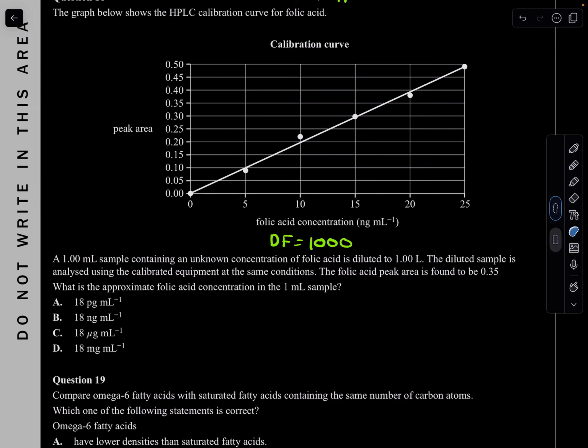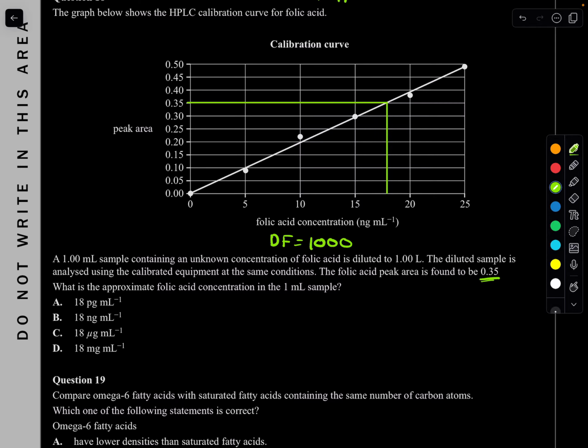Let's calculate it. The diluted sample is analyzed using the calibrated equipment at the same conditions. The folic acid peak area is found to be 0.35. What is the approximate folic acid concentration in the 1 milliliter sample? Yes, so the original 1 milliliter sample, not the 1 liter diluted sample. So we're going to have to use our dilution factor, of course. So 0.35, where is that on the peak area? It's right over here. If we go down, what kind of folic acid concentration is that?